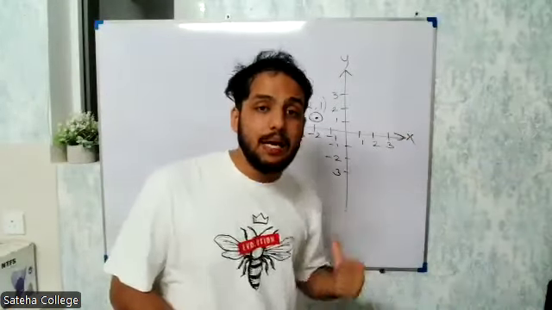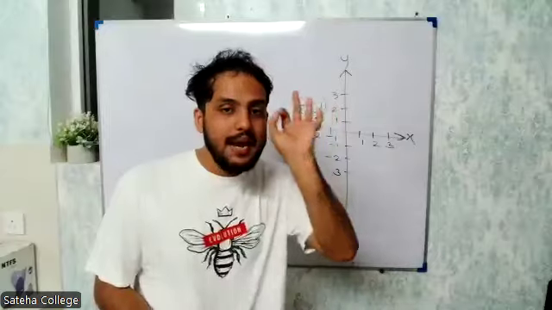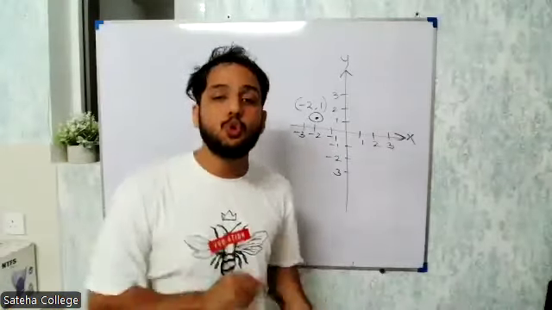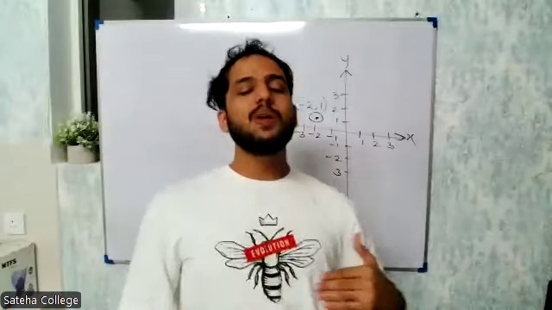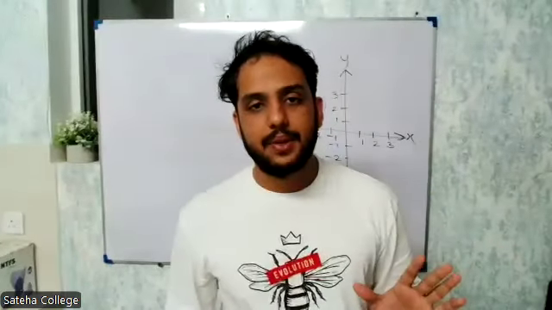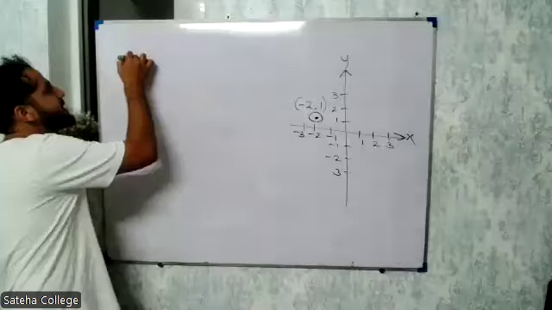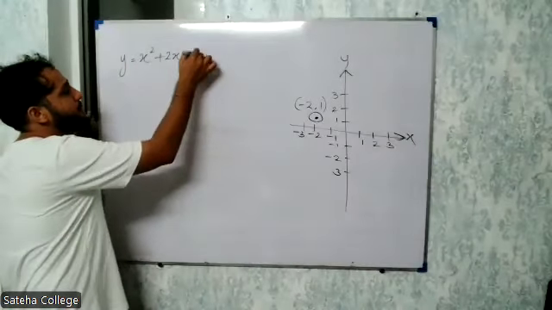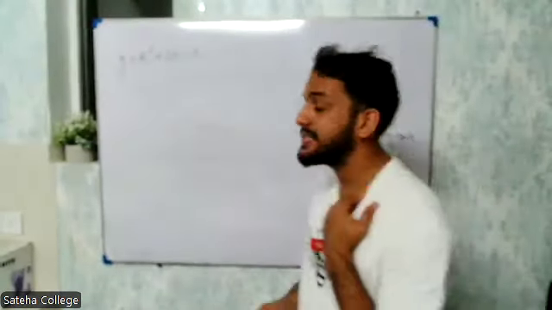So when we get the coordinate, you should know how to read that coordinate and mark the point on the Cartesian plane for you to draw a graph. That's the basic idea. Now you will get a quadratic equation in the exam. For example, let's say they will give you y is equal to x squared plus 2x minus 3.